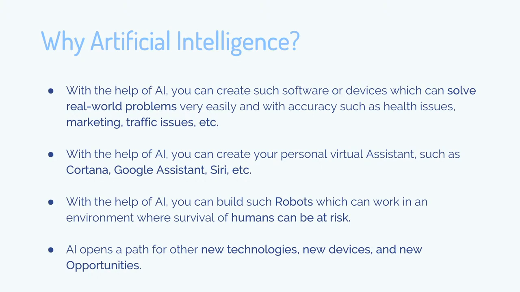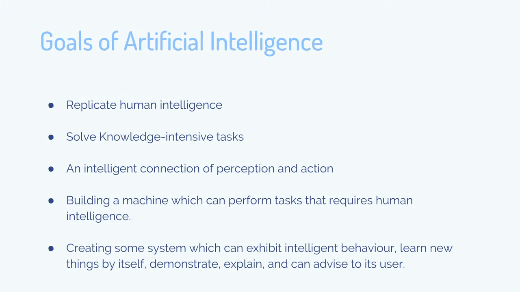The goal of artificial intelligence is to replicate human intelligence. It is just to replicate human intelligence only, but it will not replicate human work. That is one thing we need to mention. And then it will solve the task, some intensive tasks. And then an intelligent connection of perception and action. Building machines that perform the tasks of humans, and creating systems for explaining or advising purposes. These are some of the goals we can achieve using AI.